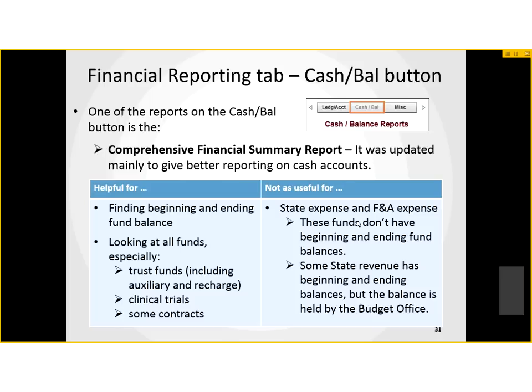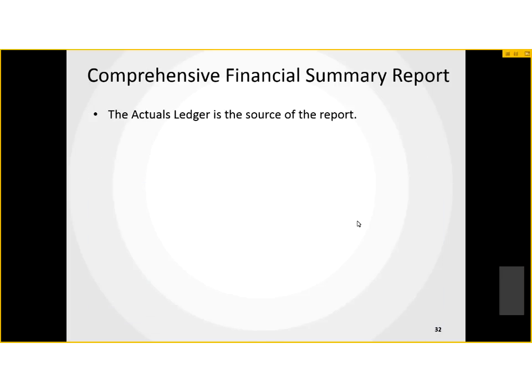This is great for looking at any type of trust fund, clinical trials. This could be really useful for looking at clinical trials and even some other contracts. It's not going to be as useful for state and F&A, because state and F&A don't have beginning and ending fund balances. We get our budget every year, and that's what we have to work with and to spend. So you're not going to find as much value using this for state and F&A.